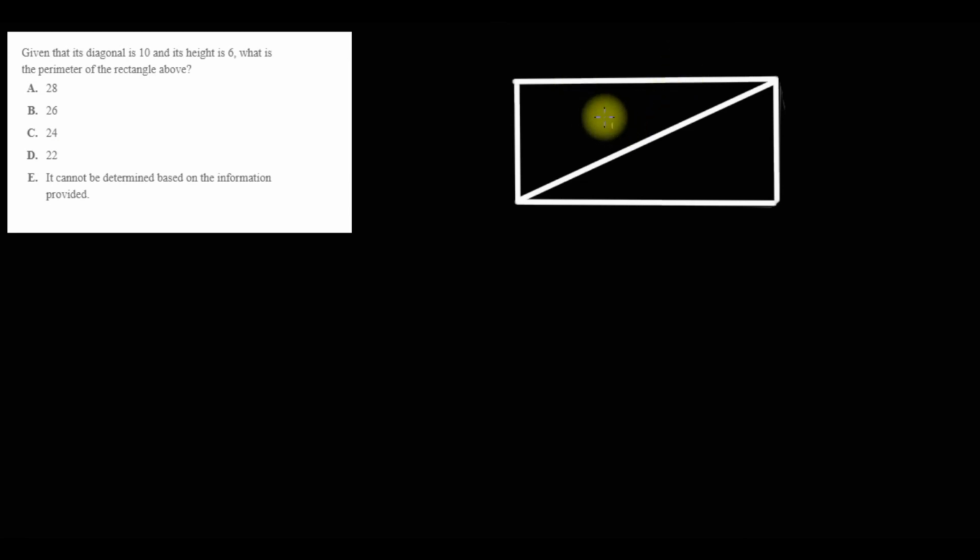Okay, so let's take a look at the next one here. Here we're given that its diagonal is 10 and its height is 6. What is the perimeter of the rectangle? So here's a rectangle. We know that the diagonal is 10, and the length is 6. If this is 6, then we know that the opposite side is 6. So we would have to find this side, which is the same as this, and then when we have all the sides, we can add them all up to come up with the perimeter.